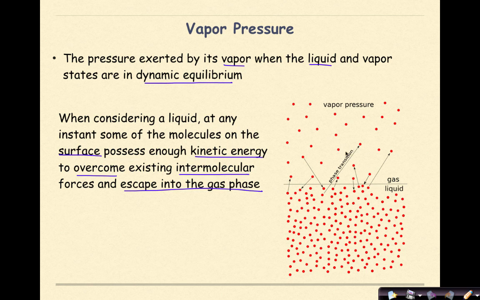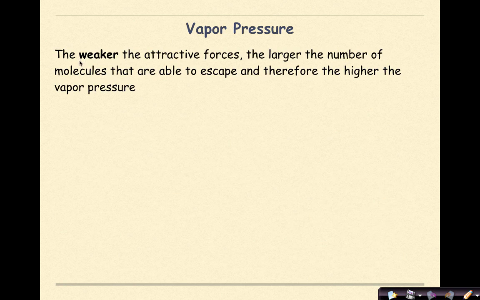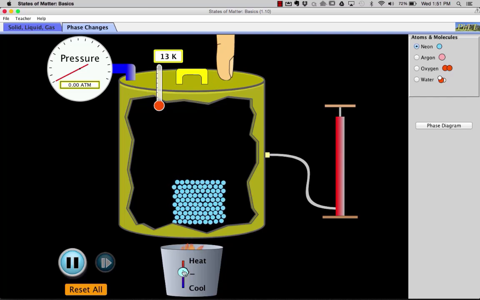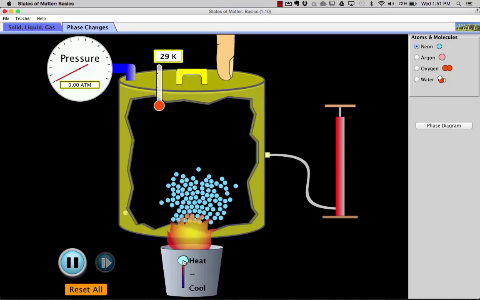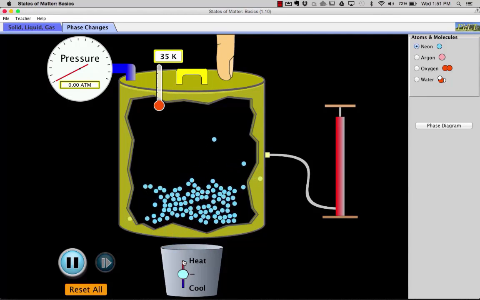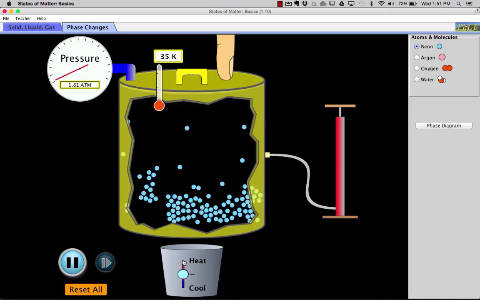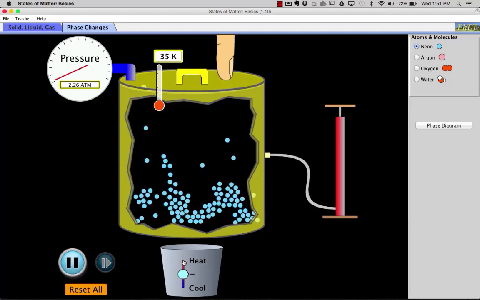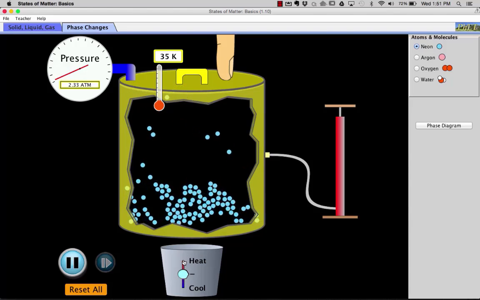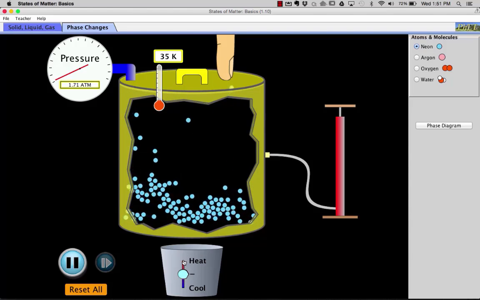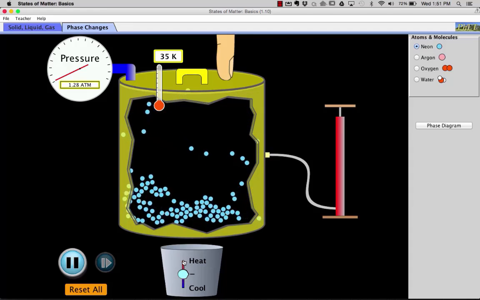And we see that in this diagram right here. The weaker the attractive forces, the larger the number of molecules that are able to escape, and therefore the higher the vapor pressure. So we can see in this particular diagram that as we add heat to solid neon, the particles are going to break apart, and particles and atoms from everywhere within the solid are now going from the liquid phase into the gaseous phase. And those particles are not coming just from the surface, but all the way through the substance.